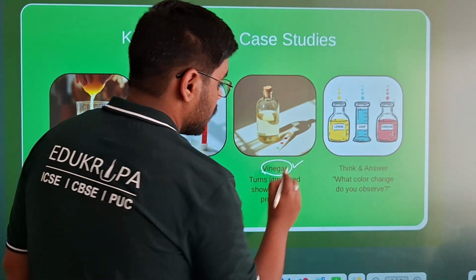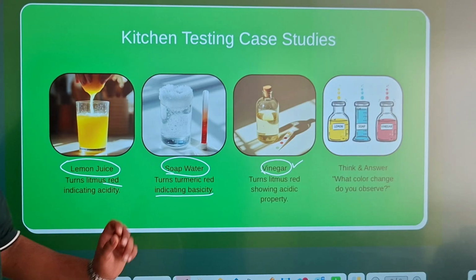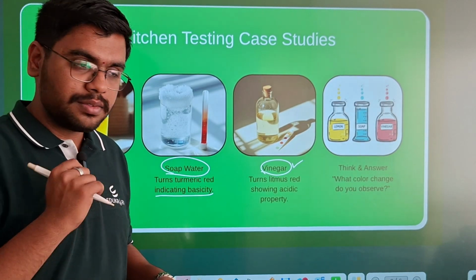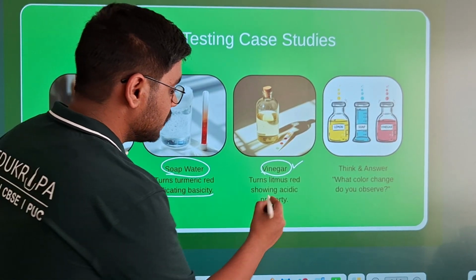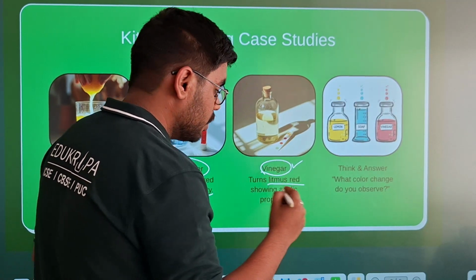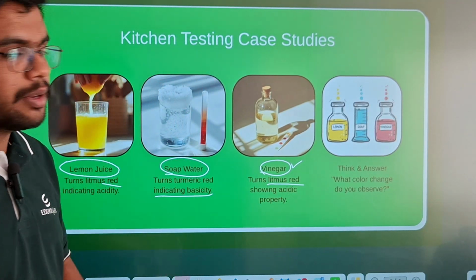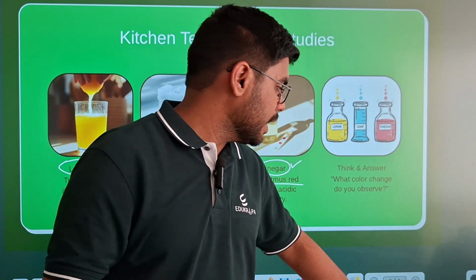What about vinegar? I also told you about vinegar. Vinegar contains a certain acid. What is that acid? This also, please comment down. It will turn blue litmus paper into red, showing its acidic properties. Okay, this was about the kitchen.